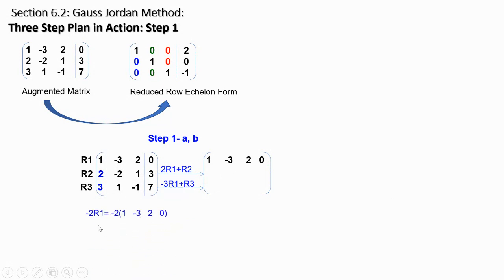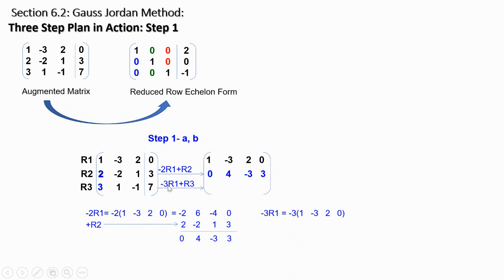Now here's my work. -2 row 1 is -2 times 1, -3, 2, 0, which is here. So after I distribute, I get -2, 6, -4, 0. Then row 2, I just bring it over, which is 2, -2, 1, and 3. After I add them, it's going to give us 0, 4, -3, 3. So this is considered my new row 2.